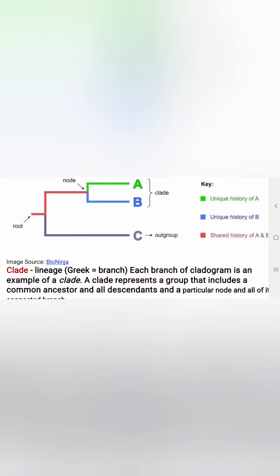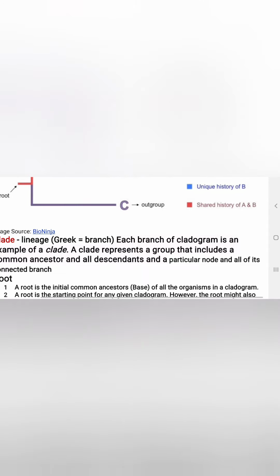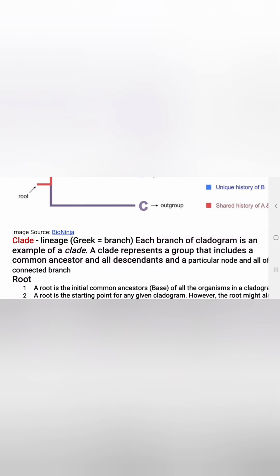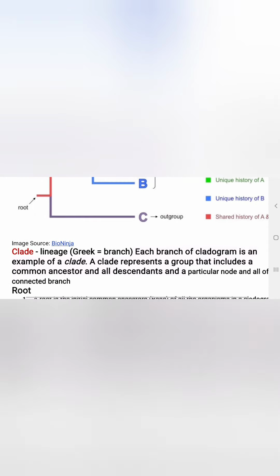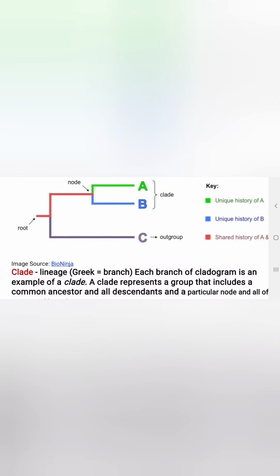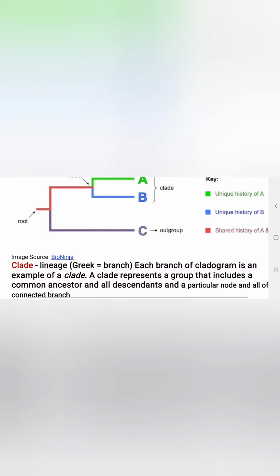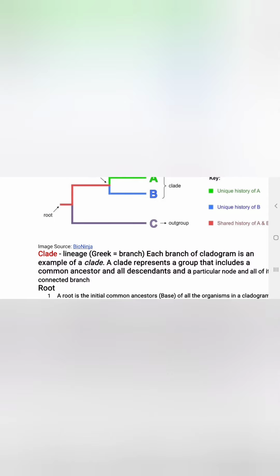A clade represents a group that includes a common ancestor and all the descendants, a particular node and all its connected branches. Means a clade starts from a root, that is a common ancestor, and it also represents all the descendants which arise from that ancestor, a particular node that is a point of splitting, and all the connected branches.